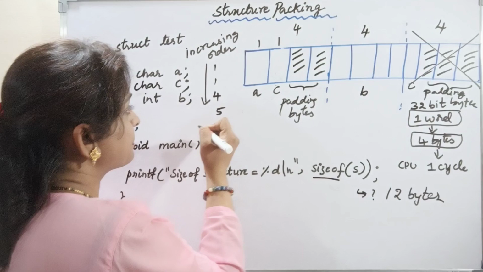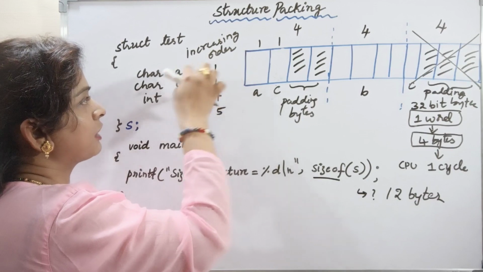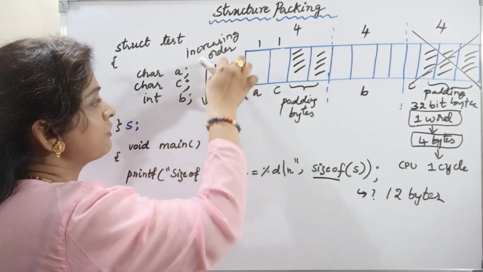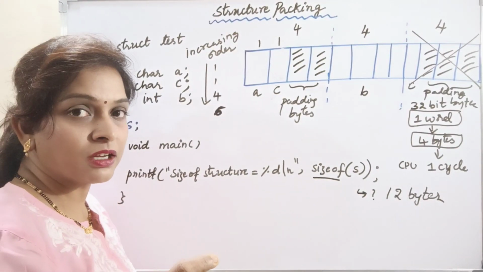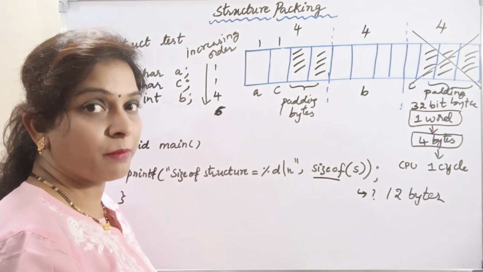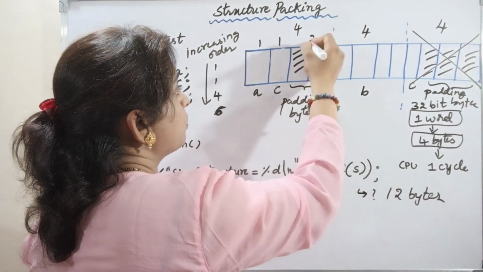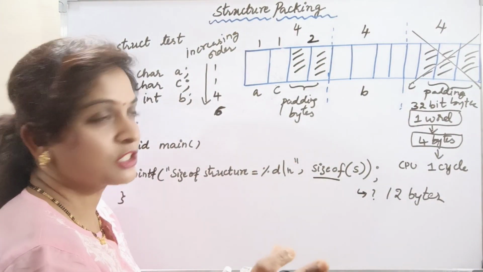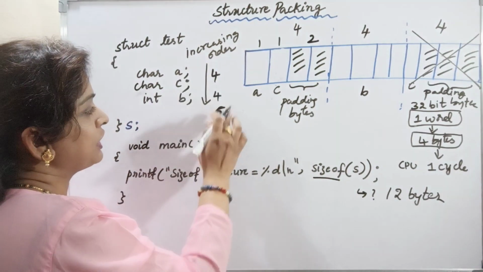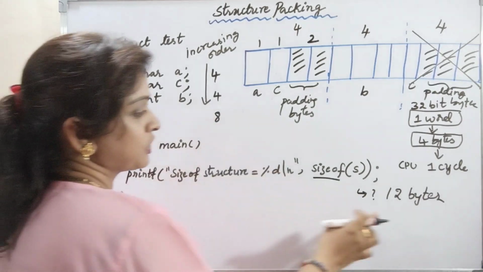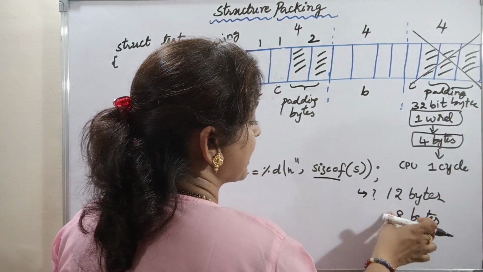But what happens here? It is 4 bytes for integer, 1 byte for character, 1 byte for one more character. So it is 4, 5, 6. Totally 6 bytes will be the actual storage. But the compiler is going to fill padding bytes. Here A takes 1 byte, C takes 1 byte, and remaining 2 bytes will be padding bytes. So here totally it consumes 4 plus 4 for integer. So it is 8 bytes.